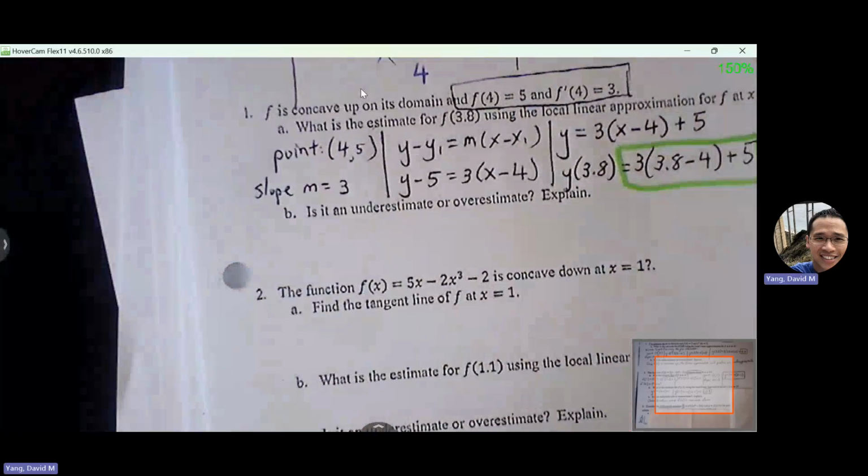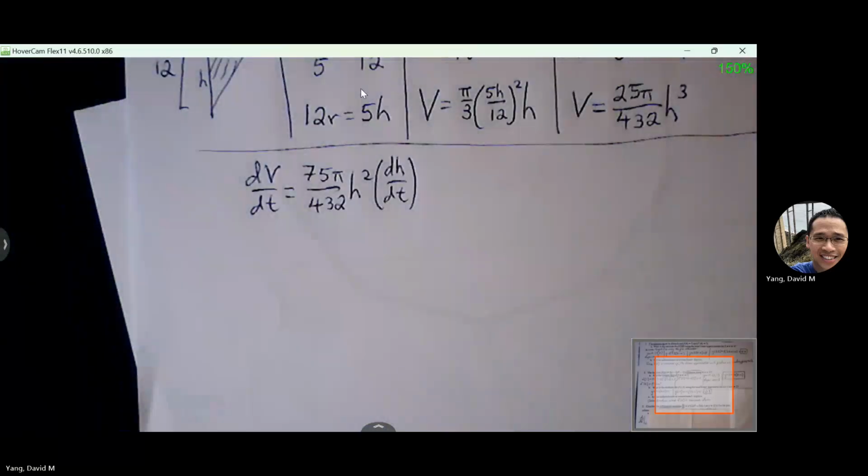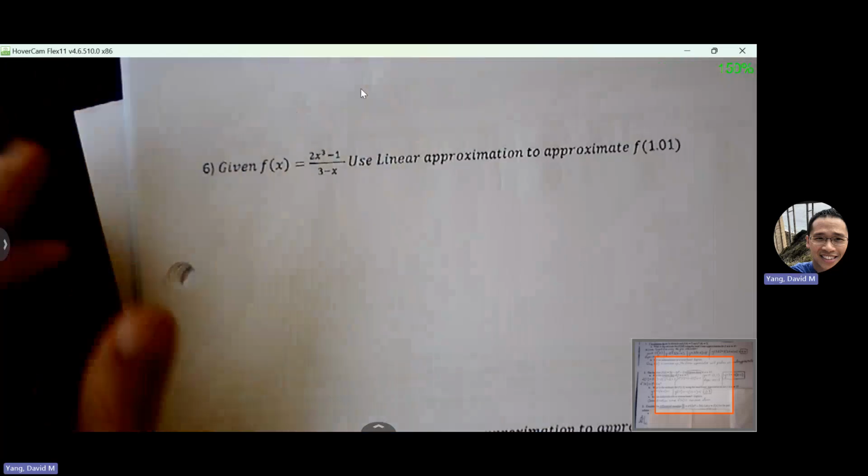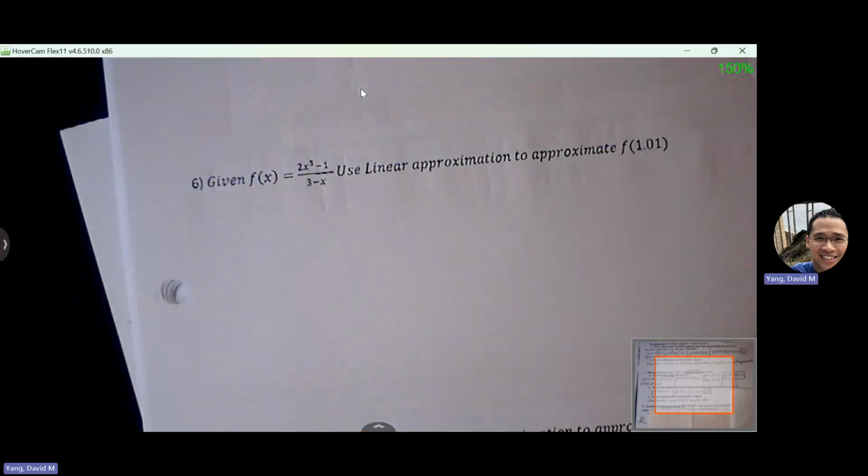Okay, page 2. I think 2 is pretty easy. They already gave you all the data. Let's go to page 3. So just have a bit more variety here. So page 3.